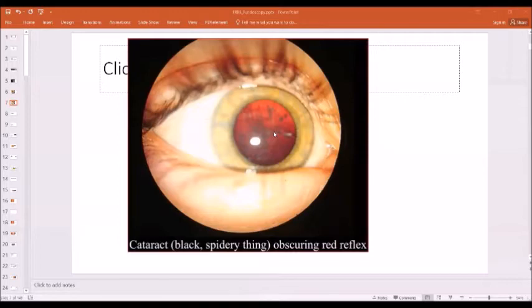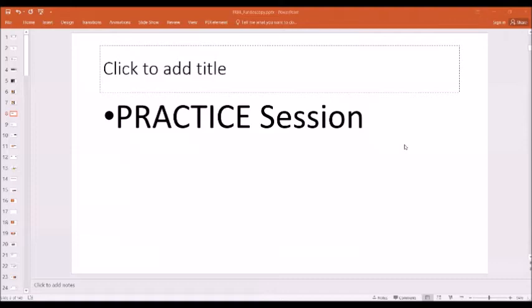And these are the typical pictures of opacity in the lens, and it is the cataract really. So if you find that these are not there and everything is clear, then you can go for seeing the retina inside. So I think we can go for the practice session, and some of you are ready to practice with us.